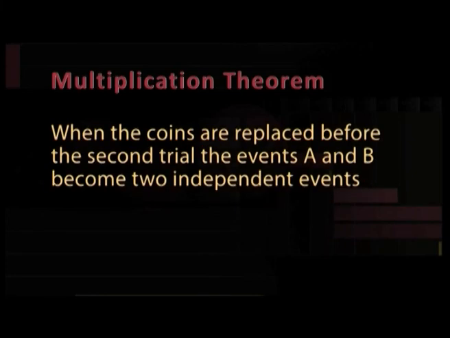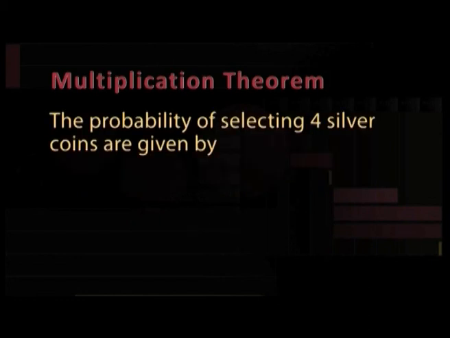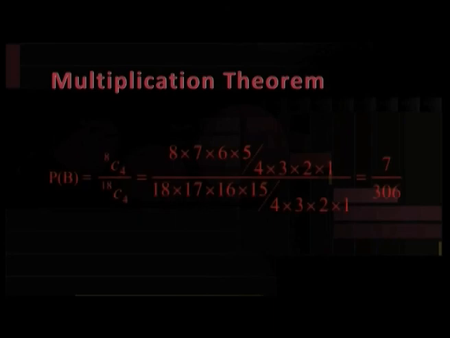When the coins are replaced before the second trial, the events A and B become two independent events, and hence probability of A intersection B is probability of A into probability of B. The probability of selecting 4 silver coins is given by probability of B is equal to 8C4 divided by 18C4, which is equal to 8 into 7 into 6 into 5 divided by 4 into 3 into 2 into 1 divided by 18 into 17 into 16 into 15 divided by 4 into 3 into 2 into 1, which is equal to 7 divided by 306.